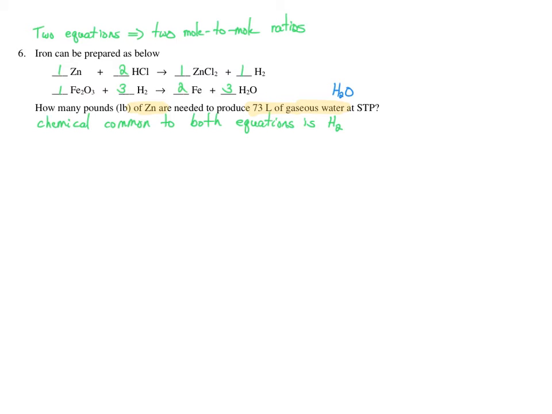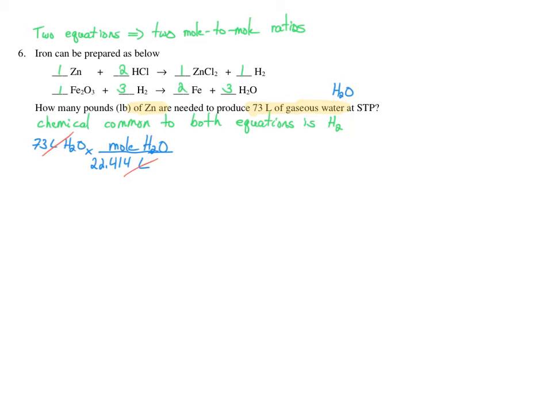Relating one chemical to another has to be done on a mole-to-mole basis, and we're given amounts of water in terms of liters of gaseous water at STP, so we're going to use the conversion factor where 1 mole at STP is 22.414 liters.